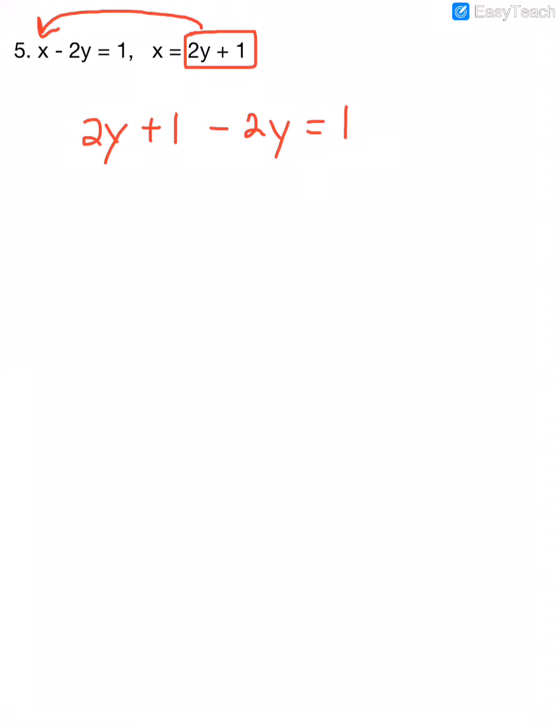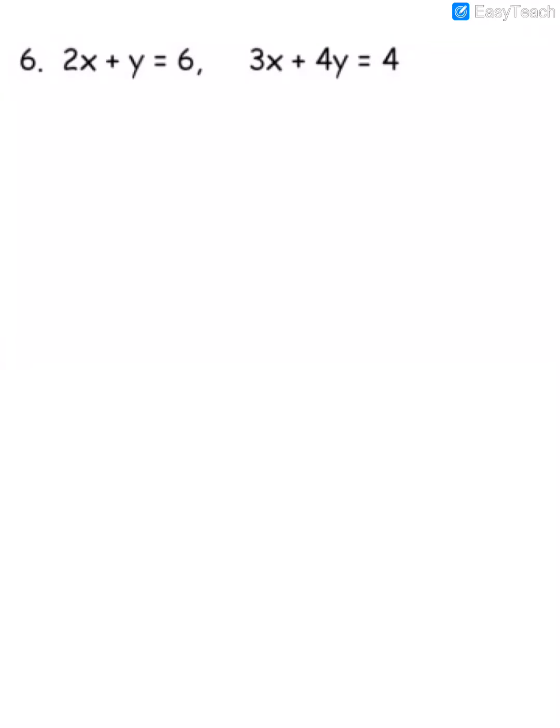Okay, so now I'm going to combine my like terms. I have 2y and a negative 2y, and when I combine those, they cancel out, and I'm left with 1 equals 1. So again, my variables canceled out, but this time I have a true statement. 1 does equal 1. So if my variables cancel out and I have a true statement, that means I have infinitely many solutions. Remember, this means that I have two lines that are the same, and so they share every point. So every point is a solution. That's infinitely many solutions.